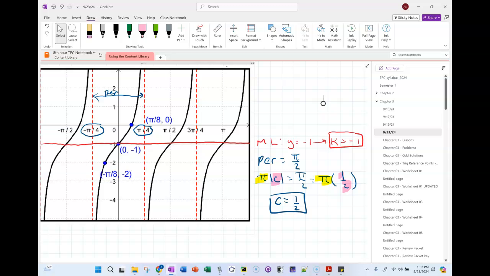Next, let's find that value for A. So what do we use to look for that value of A? We're going to use one of these other two given points. Let's say we use this one. And then we're just looking for the distance from that point back to the midline.